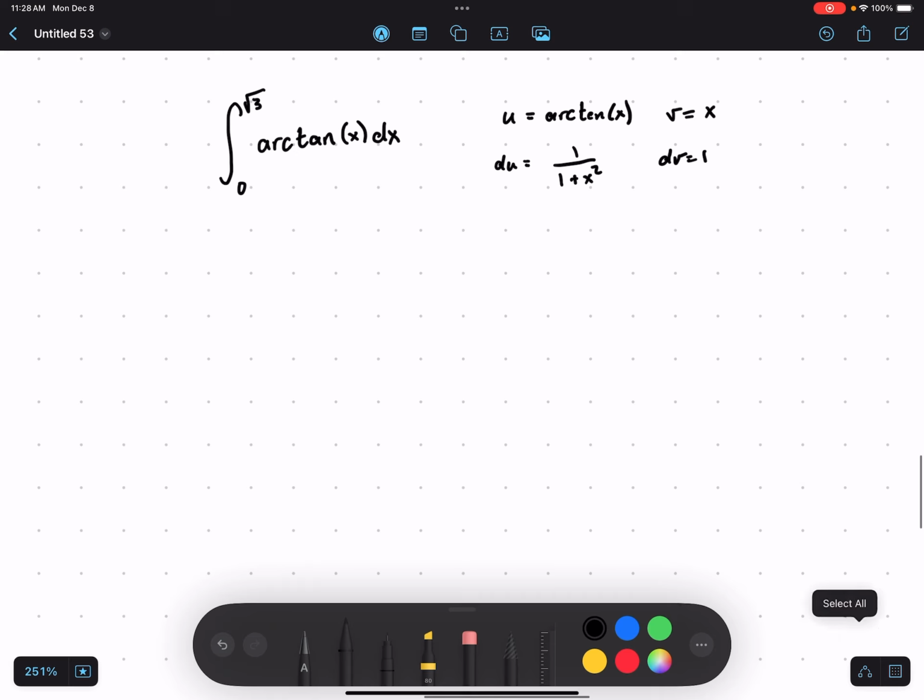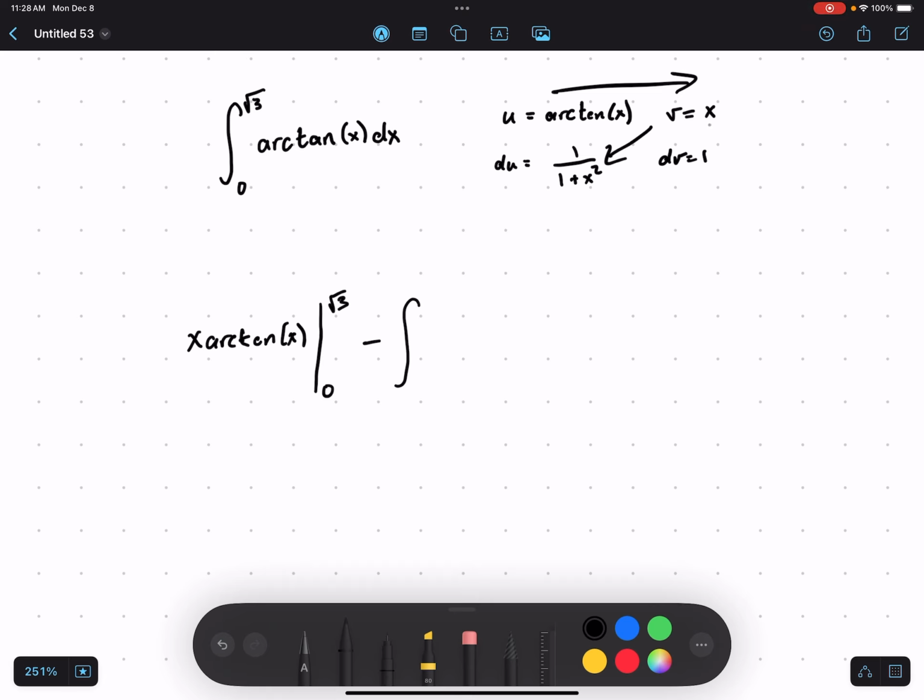And so now we move on to the next step of IBP. We go across and then we go down. So we'll go across first and we'll have x arctan x from 0 to square root of 3 minus the integral of, we have x on top, 1 plus x squared on bottom, so x over 1 plus x squared dx, and this is also from 0 to square root of 3.